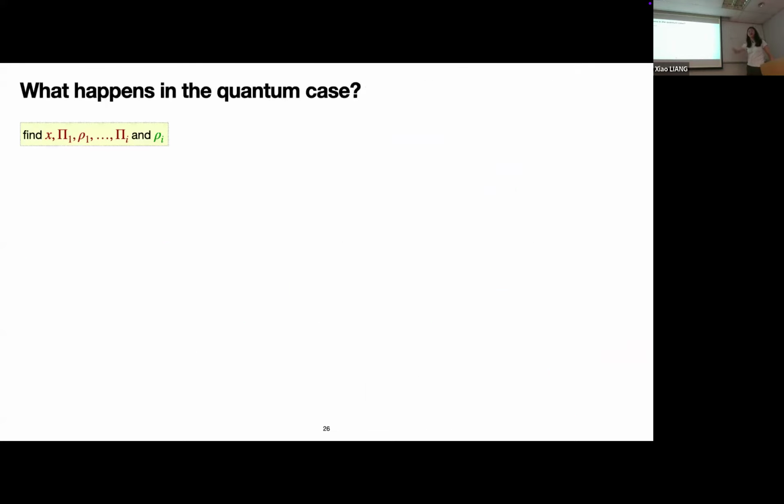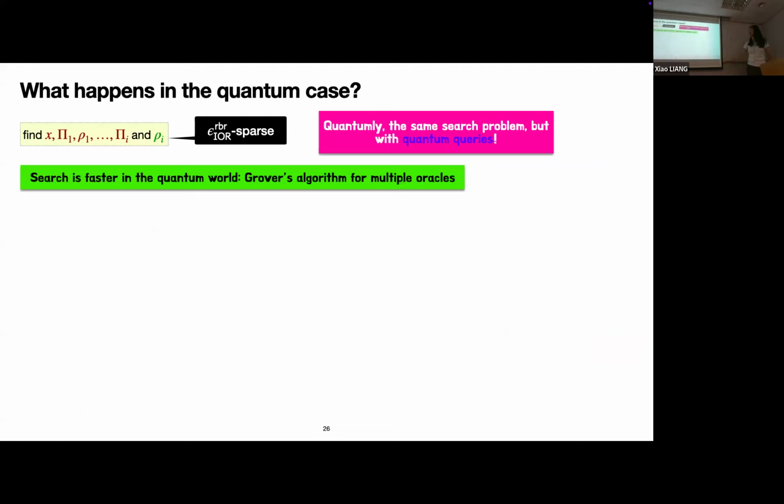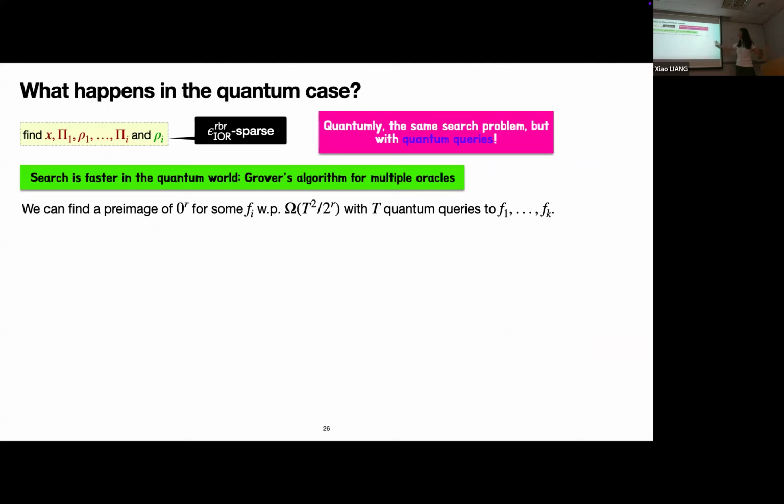Now, what happens in the quantum case? You actually still have the exact same search problem. We want to find something of this form. But now the adversary has quantum queries. With quantum queries, search becomes faster because we have Grover's algorithm, which gives you quadratic speedup in searching. And maybe you've seen Grover's algorithm in the form of this before, which tells you that you could find the preimage of 0 to the r.